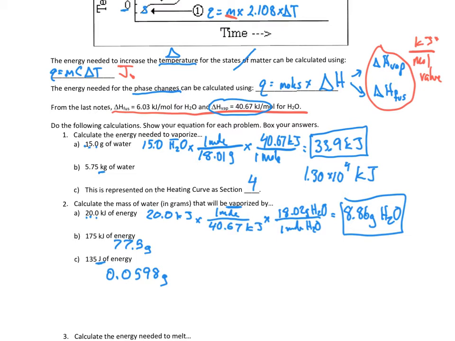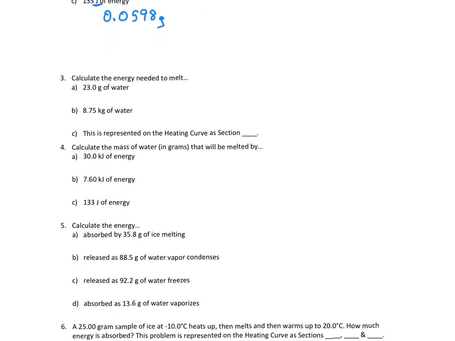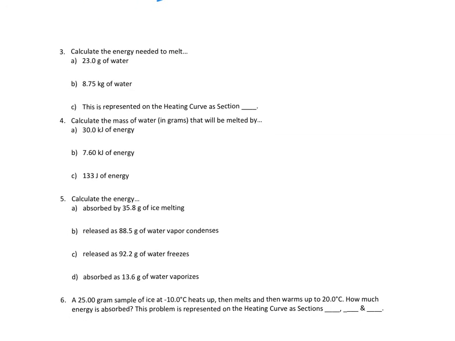Okay, so now on to the back of your sheet. And now we've got a couple of other things here. So let's look at this first one. Calculate the energy needed to melt. Well, melt is talking about fusion. All right, so I'm using that HFUS, which was the 6.03 kilojoules per mole. That's what it says on the front hand side.